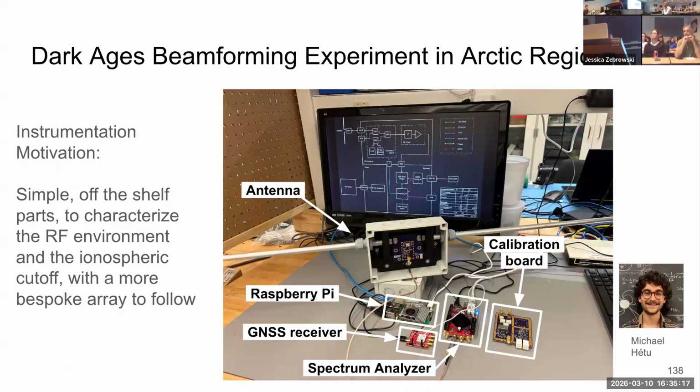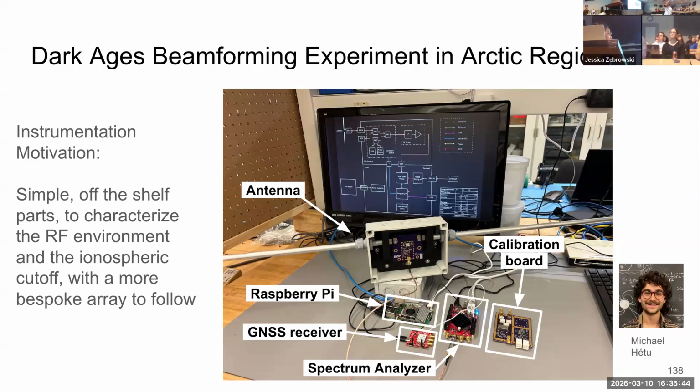So this is the instrumentation motivation. It's just these simple off-the-shelf parts to characterize the RF environment and the ionosphere cutoff, with a more custom array to follow. We feel that this is going to actually pay off the site. So it's just an antenna with a Raspberry Pi, a GPS receiver, a spectrum analyzer, and some calibration board where we can switch between a noise source, a calibration source, and our receiver. And this has been put together by grad student Michael Ettu at Chicago.